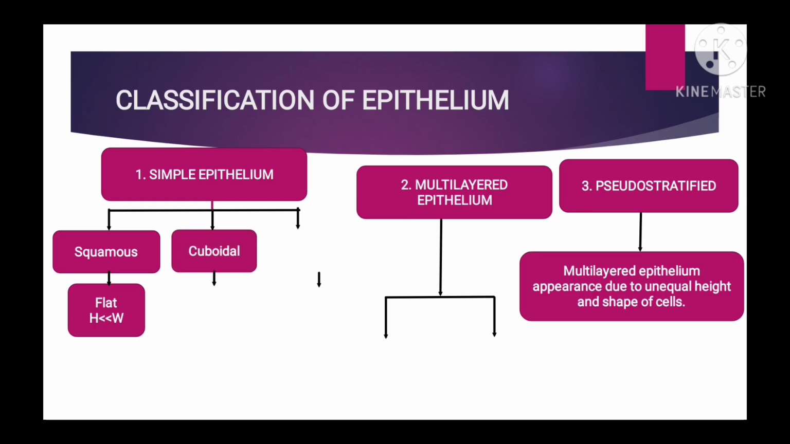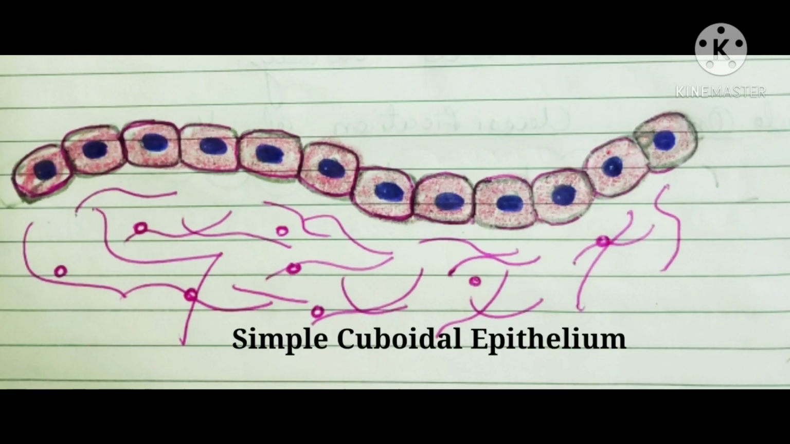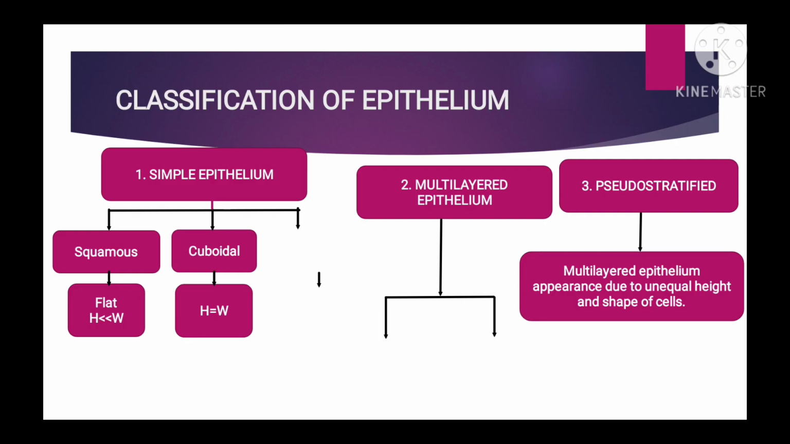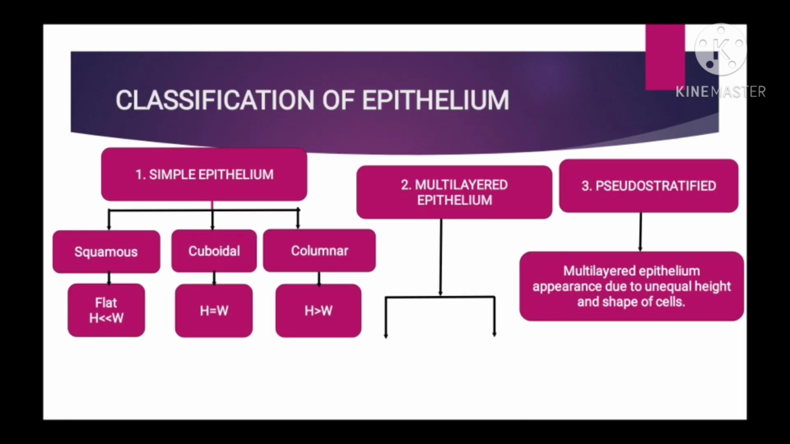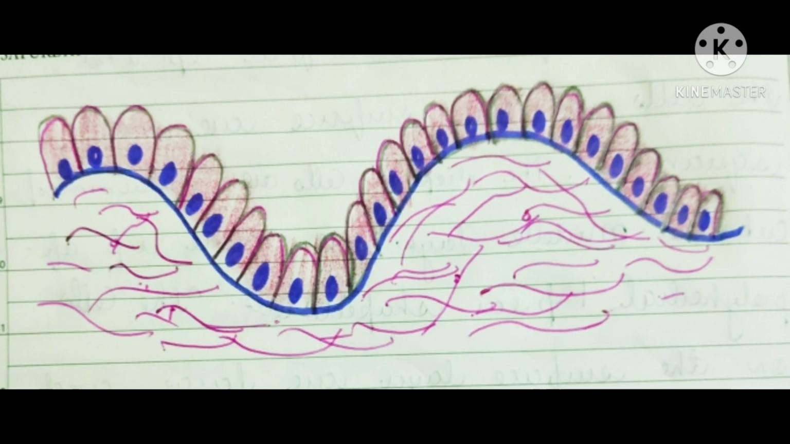Simple epithelium where the height of the cell is equal to the width of the cell, giving it a squarish cell appearance, is termed cuboidal epithelium. This is the schematic representation of cuboidal epithelium. Simple epithelium where the height of the cell is more than the width is termed columnar epithelium. This is the schematic representation of simple columnar epithelium.